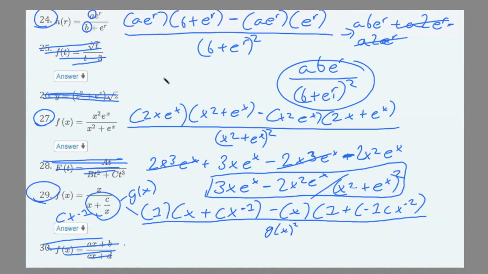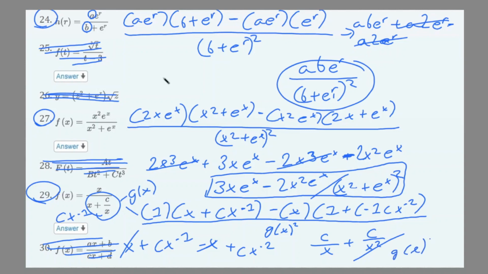So if we simplify all that out, we get x plus cx to the negative 1 power minus x plus cx to the negative 2nd power. So now we would just cross out the x's, and we would be left with c over x plus c over x squared. All that would be over g of x to the 2nd power. And that would be about your answer for number 29.